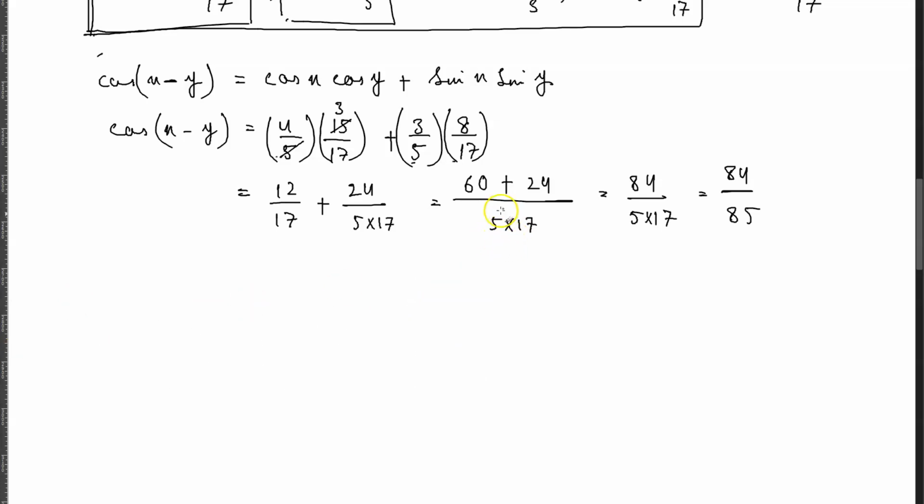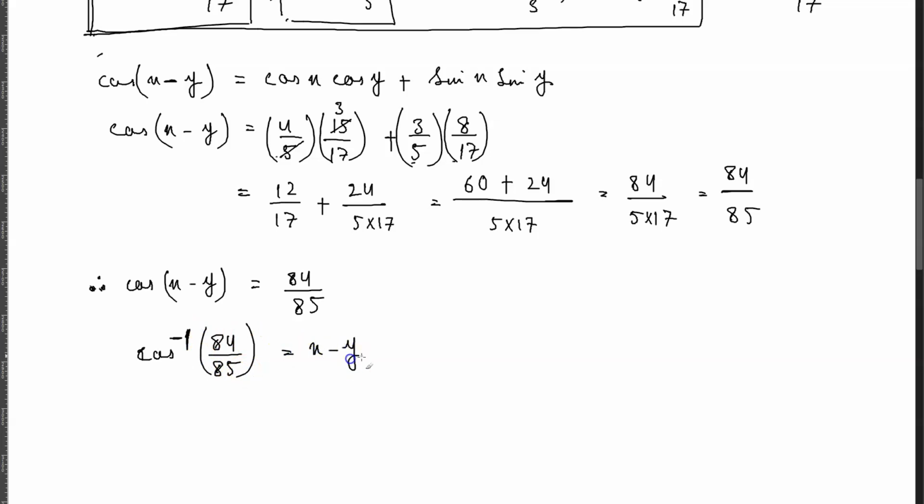Now 84 by 85, so that basically means that the cos of x minus y is equal to 84 by 85. That means that cos inverse of 84 by 85 is equal to x minus y.